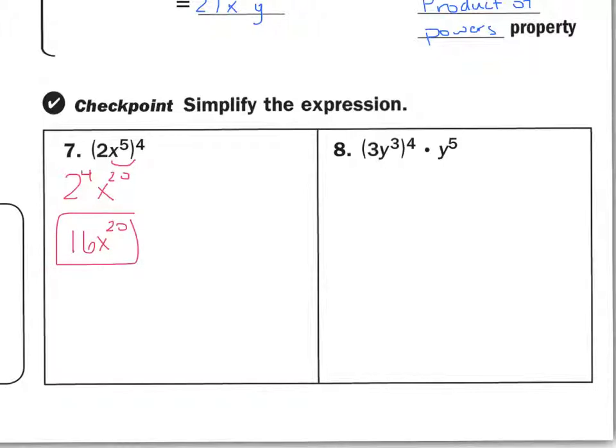In number 8, I'm going to raise both parts of this to the 4th power. So the first part becomes 3 to the 4th. To get y to the 3rd times the 4th, that's going to become y to the 12th because you multiply them, times y to the 5th. 3 to the 4th will simplify to 81, and when you put your y's together, you get y to the 17th. And that concludes lesson 8.1.